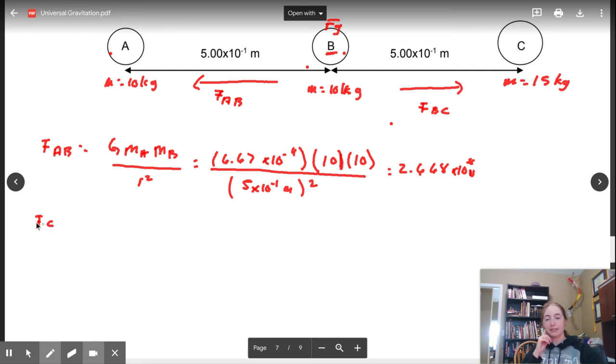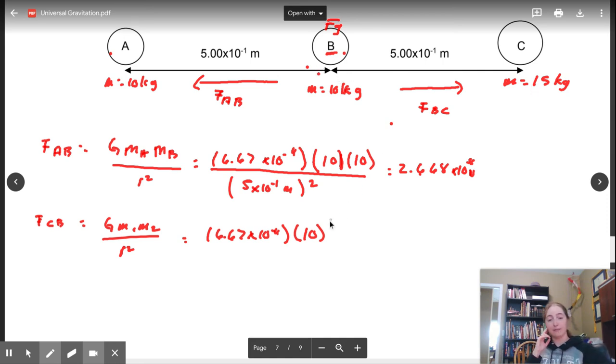So F_CB or BC, whatever you want to call it. Same equation. Okay, I'm going to plonk my numbers in. This is mass of 10. This is mass of 15. Okay, so watch for that. Radius is the same. Don't forget to square your radius. Don't make my favorite mistake.